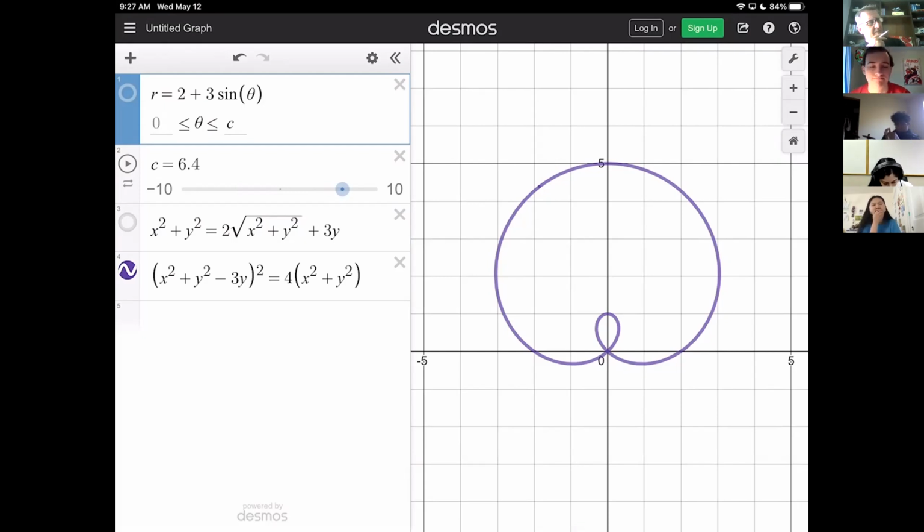The question is, could I somehow get the same answer for the top one, r = 2 + 3 sine of theta? And if so, is that going to somehow be easier? It's like a smaller equation. Unfortunately, the answer is no, it's not going to be easier. But I think we'll pick it up there tomorrow.